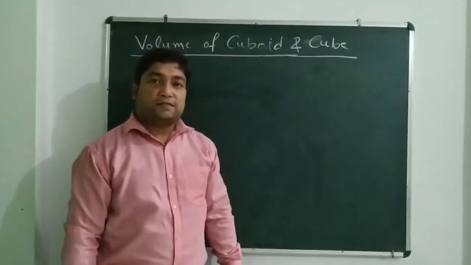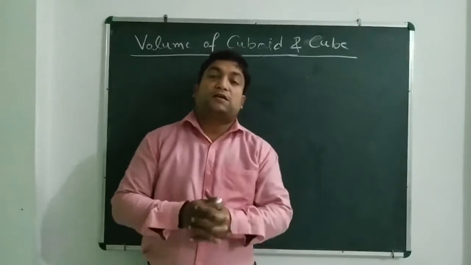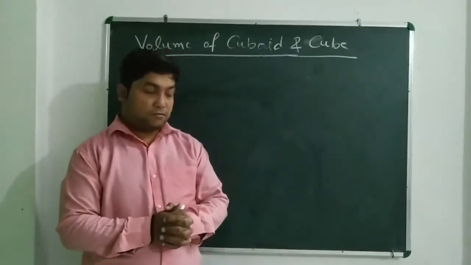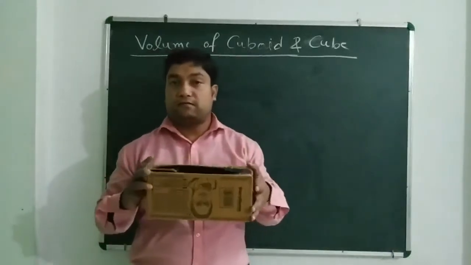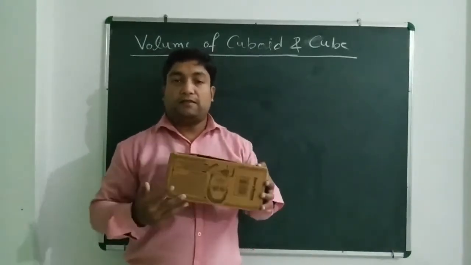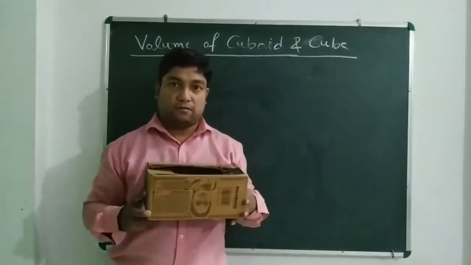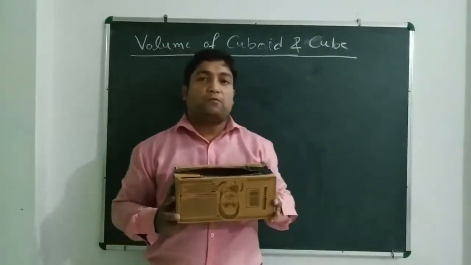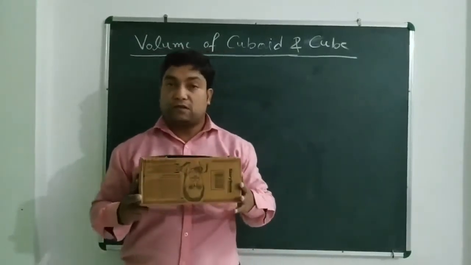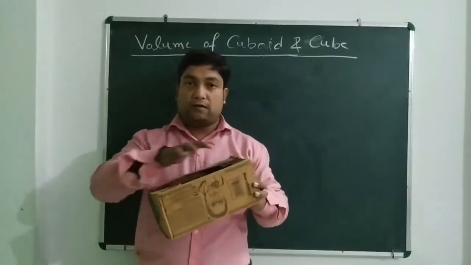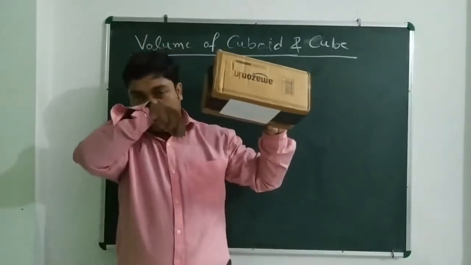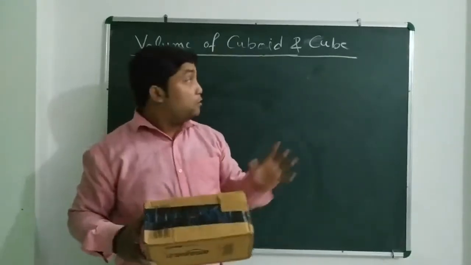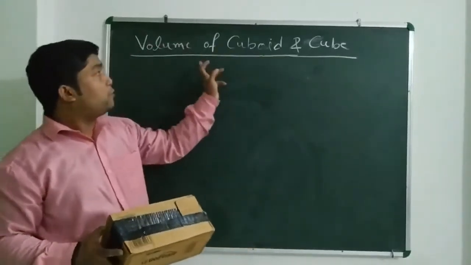In our last class, we studied the surface area of the cuboid. You all know that the cuboid is a shape like this, in which we have a length, breadth and height. And in the last chapter we learned that the surface area of the cuboid means the areas of all the surfaces included in the cuboid. Today we have to start volume of cuboid and cube.